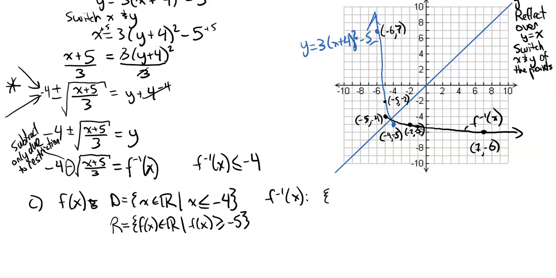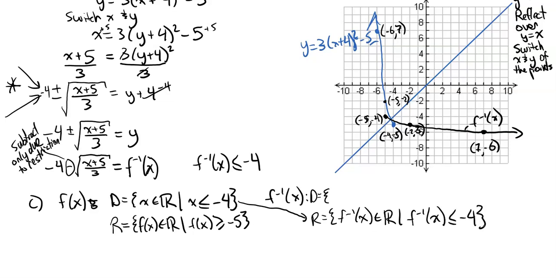Well, what happens with the inverse function? We already said that the domain and range are going to switch. Because the original domain of the original function was this, that means the range of f inverse of x is a set of all real numbers such that f inverse of x is less than or equal to -4, as we've already identified. And then the domain, x, is a set of all real numbers, and it switches with the original range. So x is greater than or equal to -5.